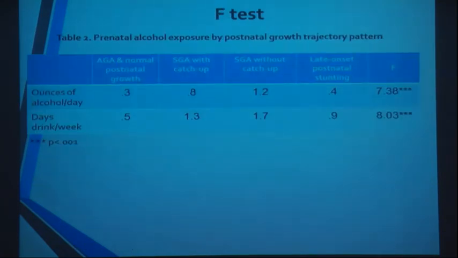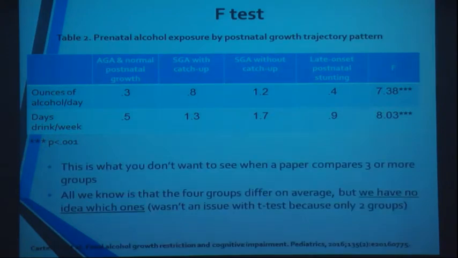All right, moving on. F-tests. So we use F-tests when we would otherwise use T, but we have more than 2 groups. Okay, in this paper, we have 4 groups. All right, so this is from a paper that is looking at the fetal alcohol growth restriction again, but now they're comparing 4 groups in their sample, and they're looking at their growth trajectories. So 4 different growth trajectory groups. Okay, and they're comparing them on whether they had different rates of alcohol exposure in utero. Okay, ounces of alcohol per day and days that they drank per week.